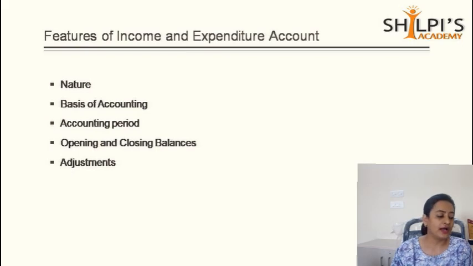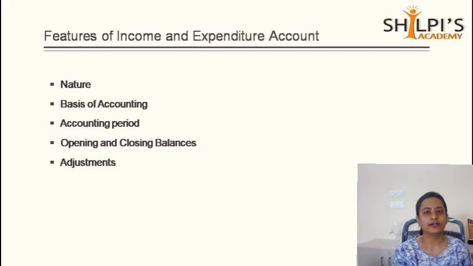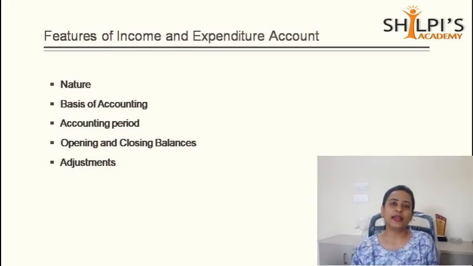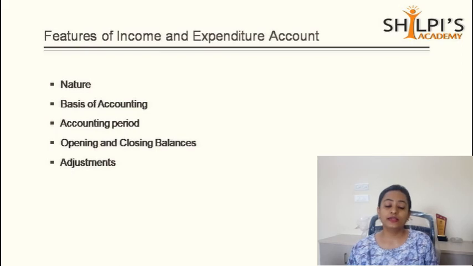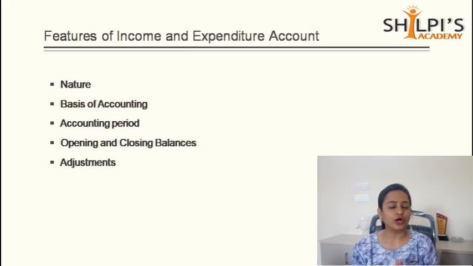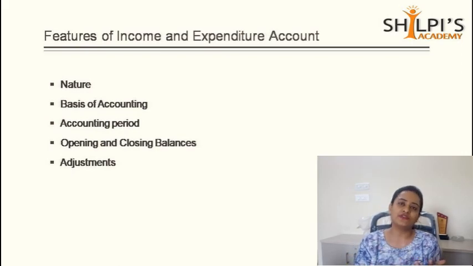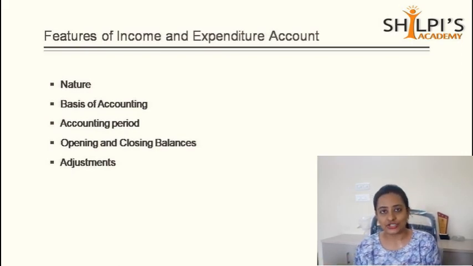Then third is your accounting period. As already mentioned, we are concerned with only this accounting period. We are not concerned about the previous years or the next years. Next point is your opening and closing balances. In the receipt and payment account, we were showing all the opening and closing balances of cash and bank. However, in income and expenditure account, we do not show any opening or any closing balance. We just put the revenue expenses and the revenue income. Whatever is left over, that surplus or deficit is carried over to the balance sheet.